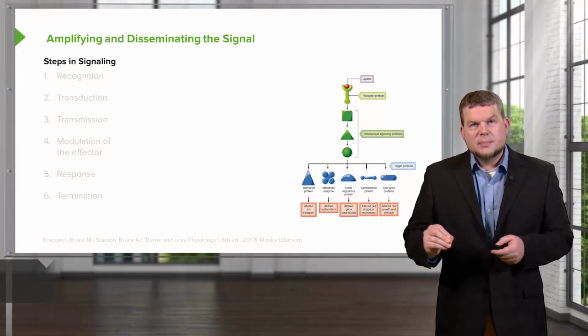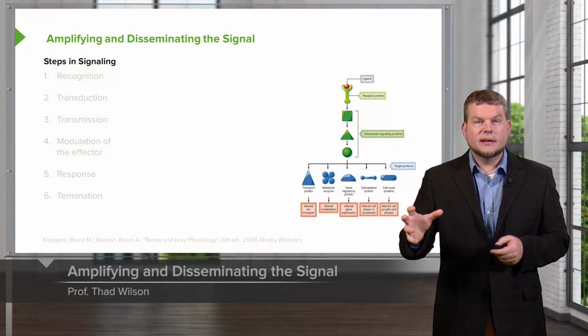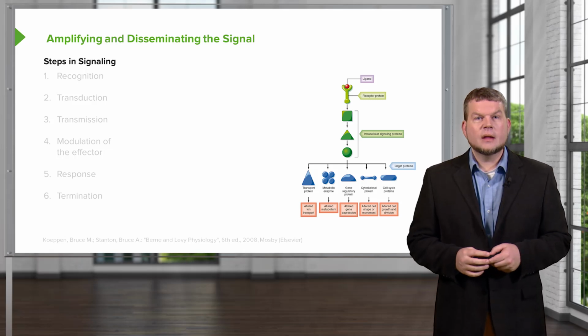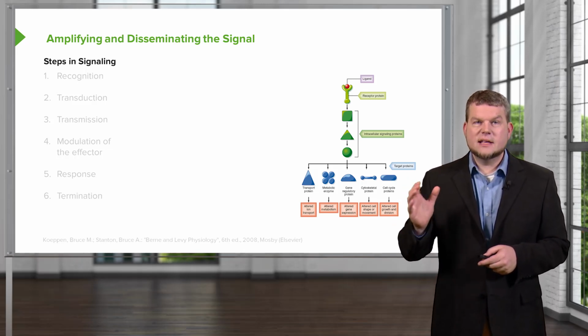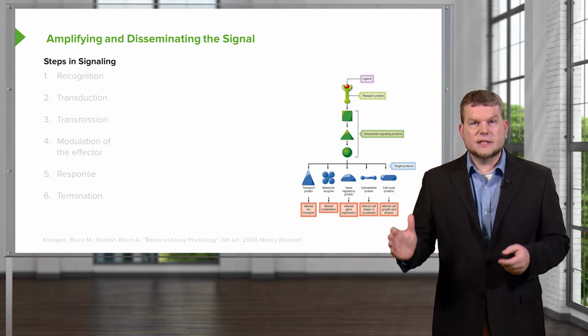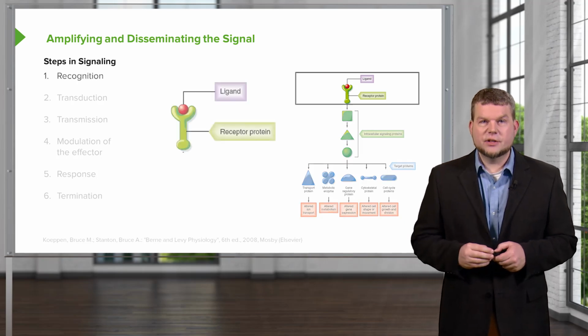What are the steps in getting that signal, once it's bound to the ligand, to do something useful or produce a physiological response? We have a number of steps in this signaling process. We're going to break them into 6 different steps. The first step is recognition.